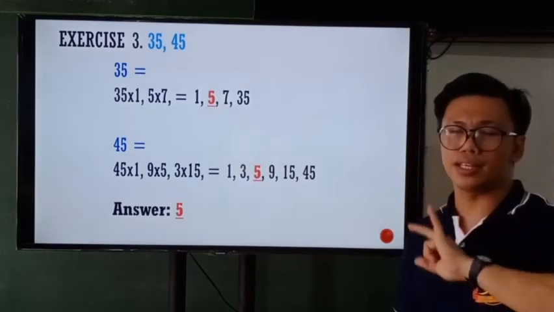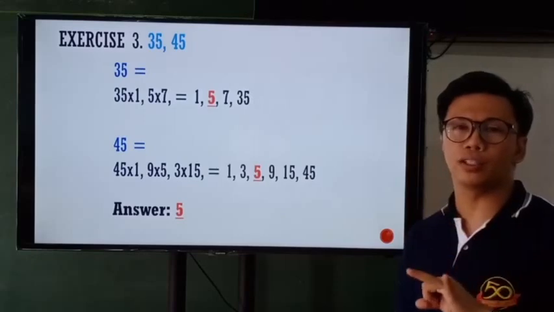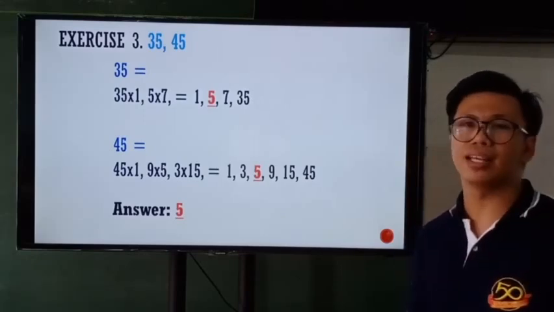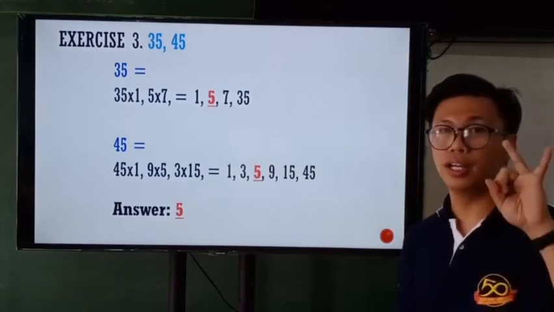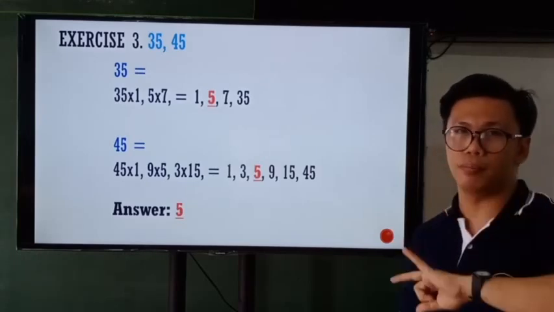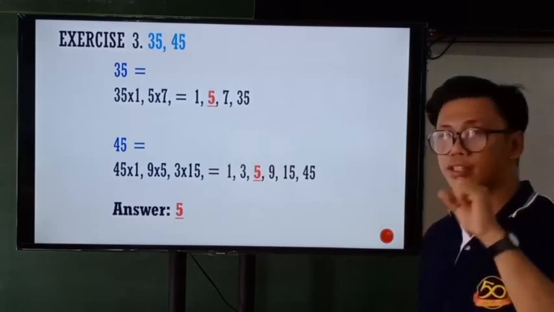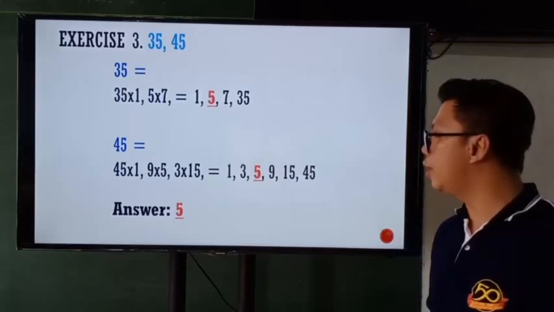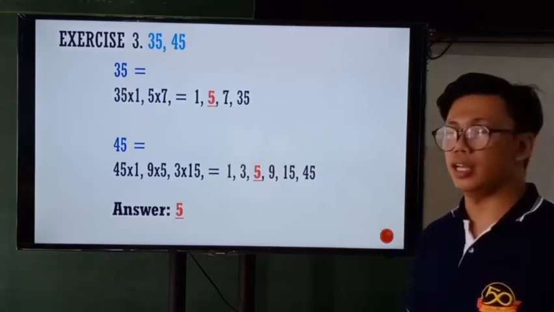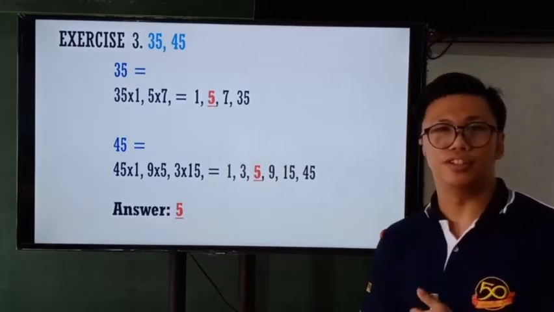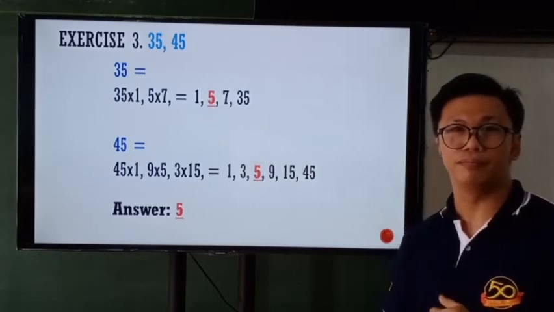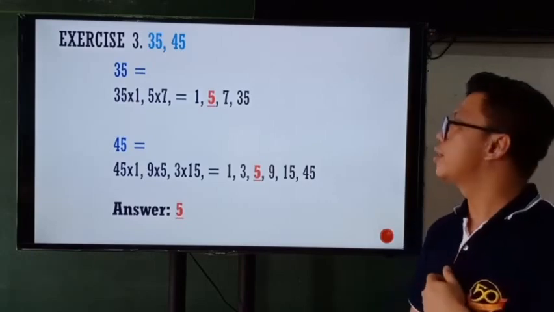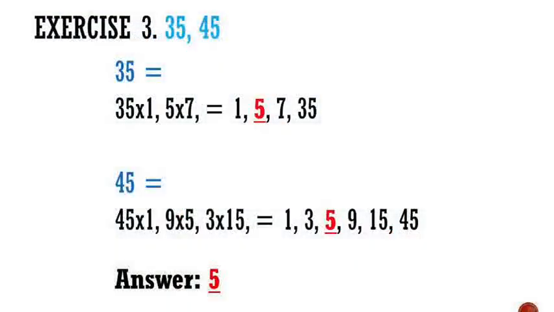So what is the next? After getting the common factors, we can now find the highest common factor or the largest common number. So what is the largest number of 1 and 5? Very good, 5. So therefore, our answer is 5. Did you get the correct answer? Very good. So we can now go to our last exercise.